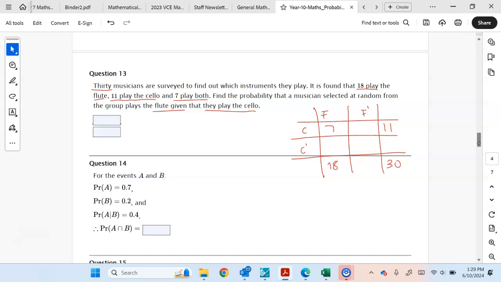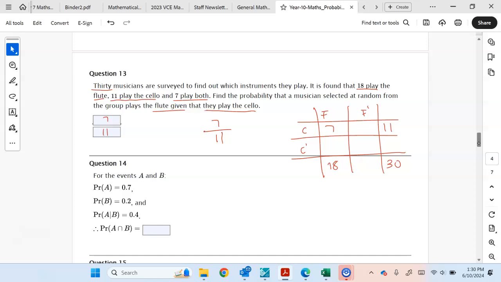We want to know which group plays the flute given that they play the cello. So we don't even need to complete the two-way table. We're looking at the total number that play the cello, which is 11, and how many of those 11 play the flute? 7. So 7 over 11. You could complete the two-way table if you needed more information.